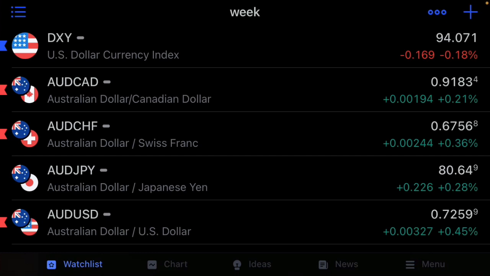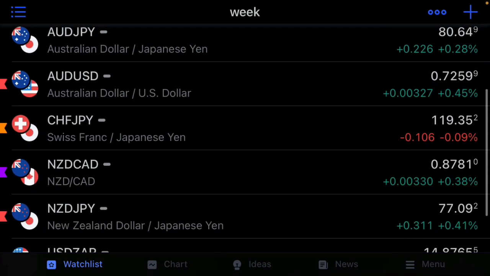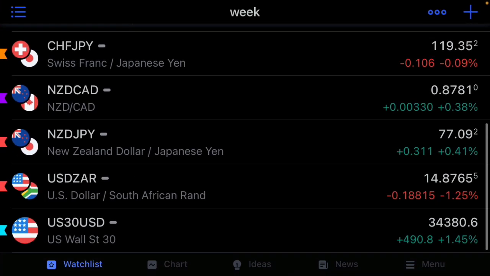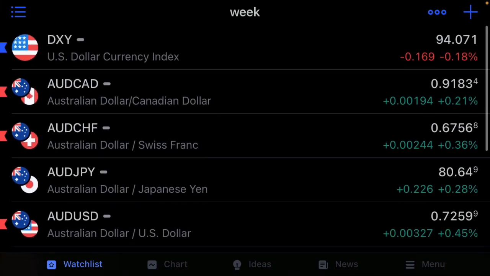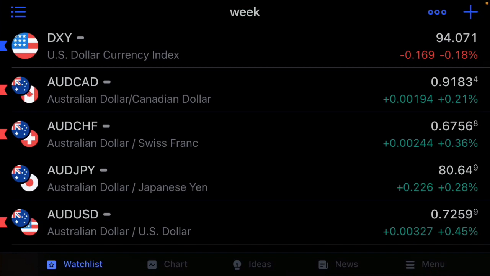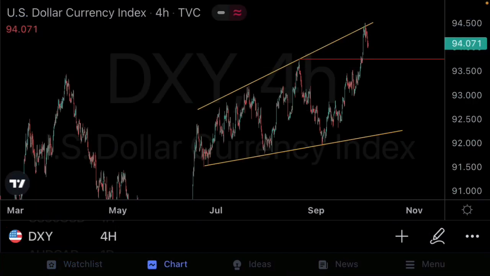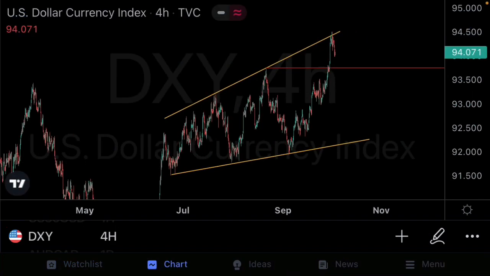Through 6 different pairs: the DXY, Aussie CAD, Aussie Swiss franc, Aussie dollar, New Zealand dollar JPY, and USD ZAR. So you guys can see we've got 5 currency pairs and obviously the DXY. So we'll start off with the DXY and have a look at what we have here on the 4-hour.